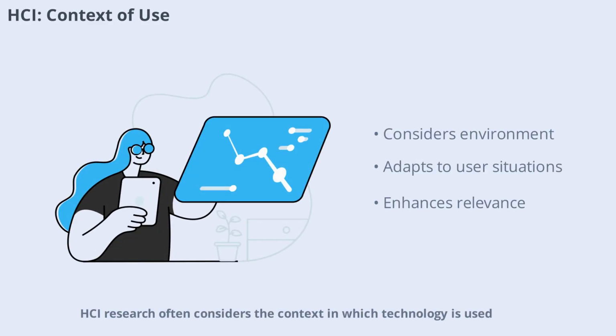HCI research often considers the context in which technology is used. This includes physical environment, social setting, and cultural factors. By understanding context, designers can create systems that are more relevant and effective for different users and situations. For example, mobile interfaces may need to adapt to outdoor lighting or noisy environments.